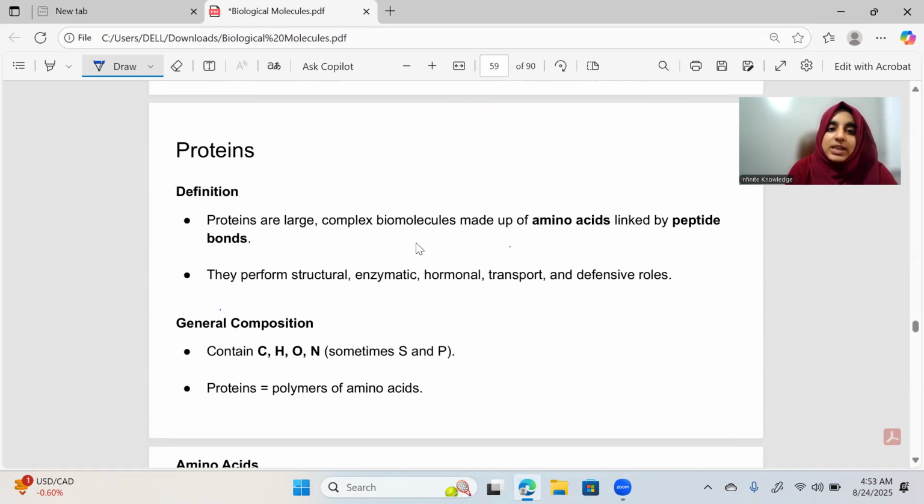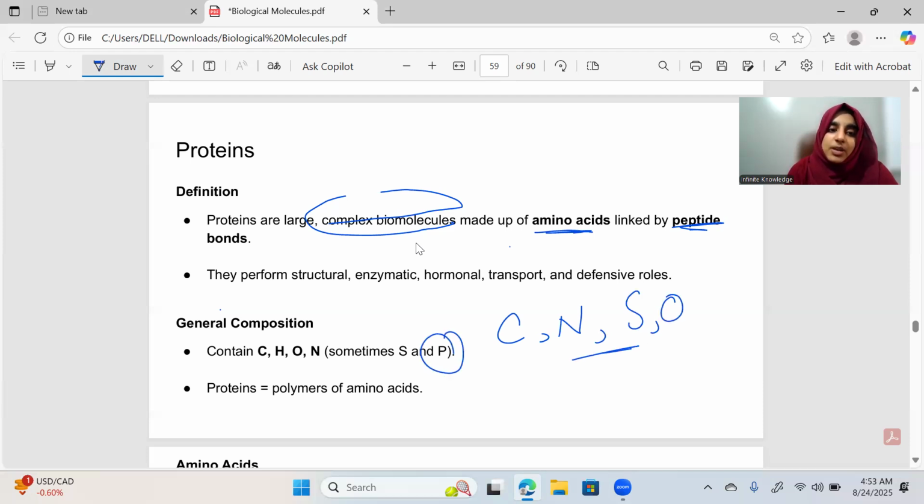What are proteins? Proteins are basically complex biomolecules. Why are they known as complex? Because these are made up of many amino acids, and together they have the linkage that is known as the peptide linkage. Okay. Now these are made up of several elements, for example, carbon, nitrogen, sulfur, oxygen. Okay, and these can also be made up with phosphorus. What are proteins? The simplest definition is that these are polymers of amino acid.